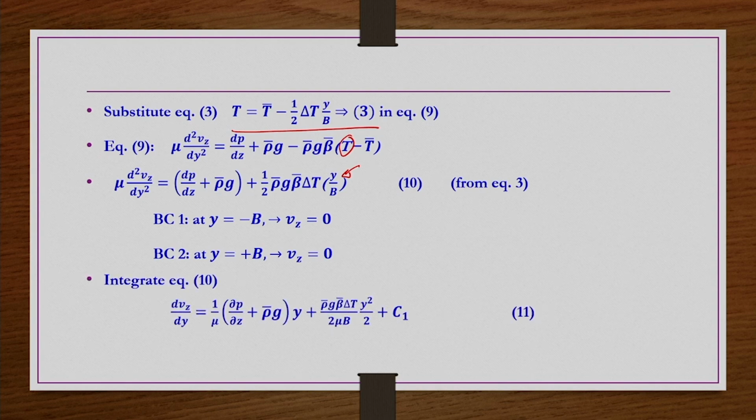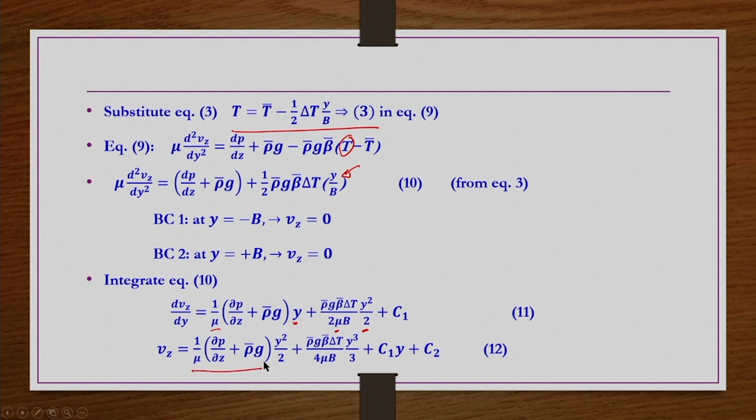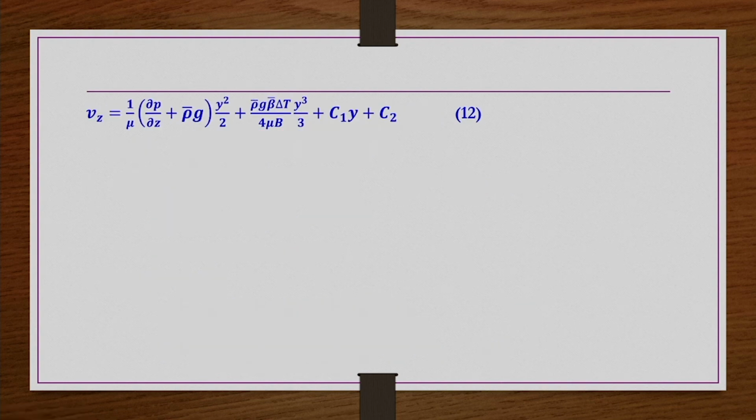On integrating this equation, we get this particular term. Before integrating, I first took mu to the right hand side, so it comes under the denominator. After the first integration, the first term is multiplied by y, and then in the second term, y square by 2 plus one constant. Integrating once again, Vz is equal to, this term as it is, 1 by mu (dou p by dou z plus rho bar g), and then integration of y is y square by 2. Integration of y square is y cube by 3, and then C1 y plus C2. This is the equation we have rewritten once again.